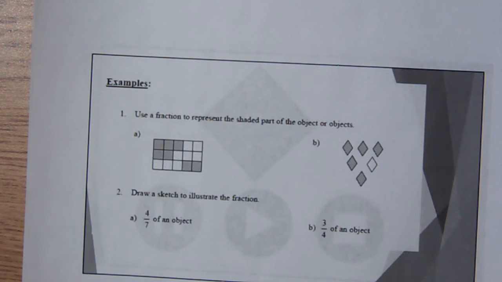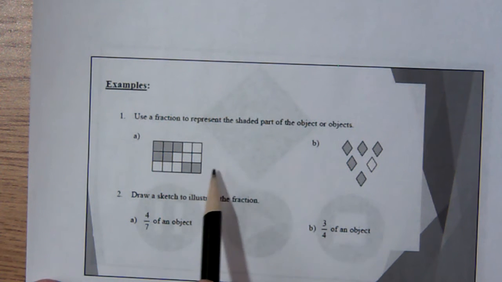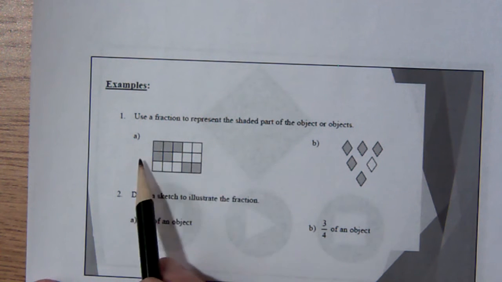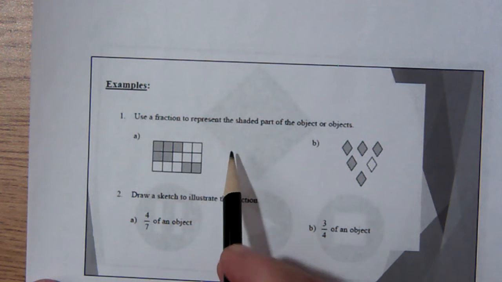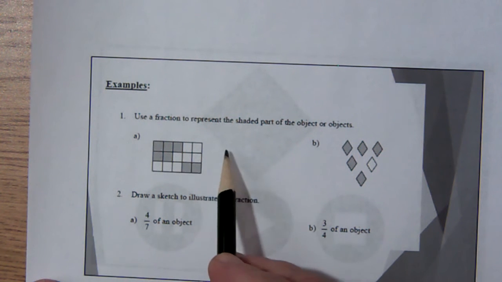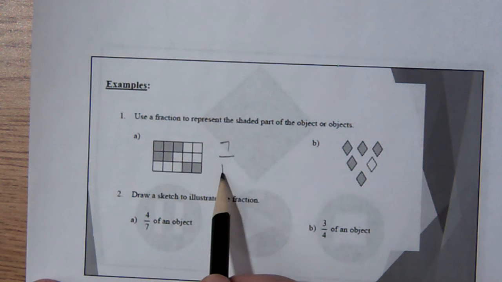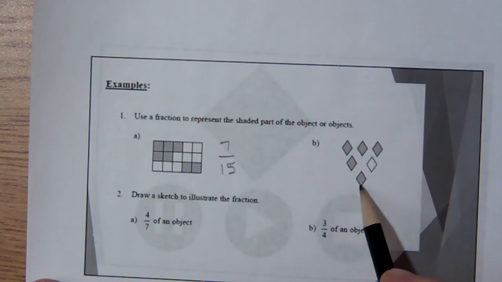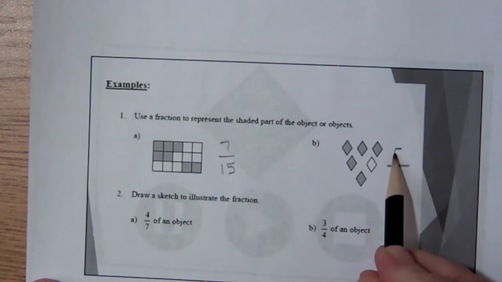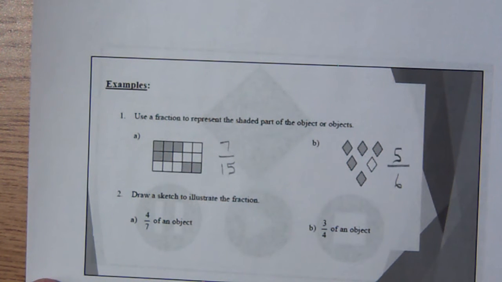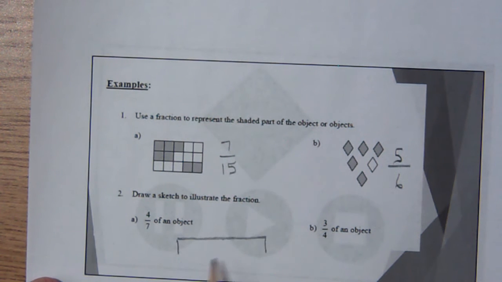Okay, we're back. We're supposed to use a fraction to represent the shaded part of the objects. Here we have 15 total pieces, and 7 of them are shaded, so that is 7 over 15. Here we have 6 pieces, and 5 of them are shaded, so that is 5 over 6. Here we are talking about a sketch of something that has 4 over 7.